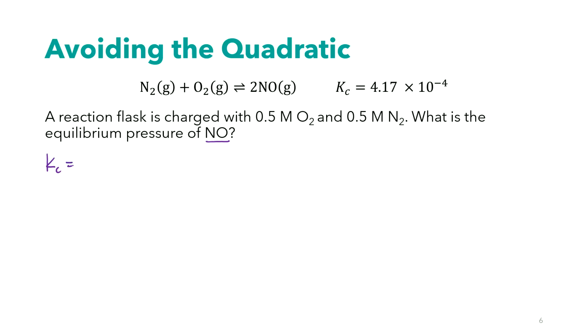Kc equals, and that's a big K, the concentration of NO squared divided by N2 times O2. We know this equals 4.17 times 10 to the negative 4th. So our goal is to find this number here. What's that number at equilibrium? We don't have any equilibrium values. We only have initial values. So let's set up an ICE table.